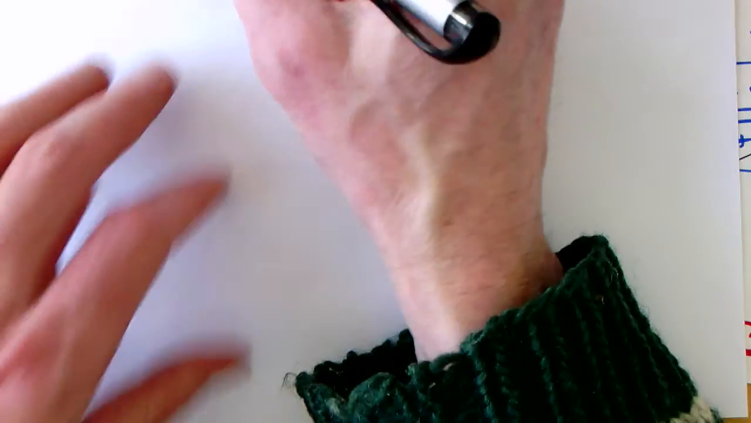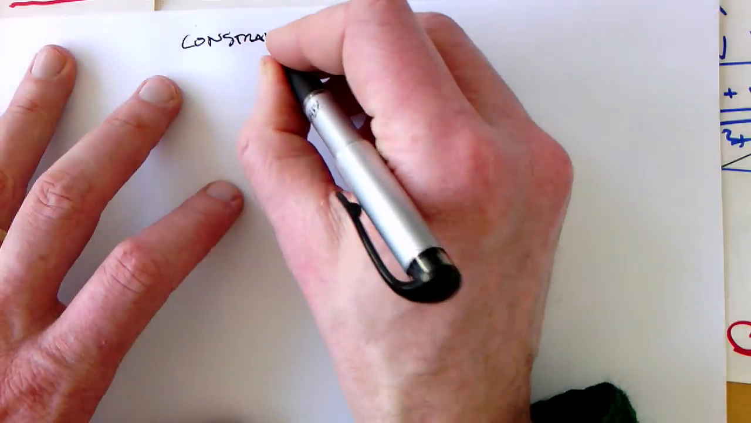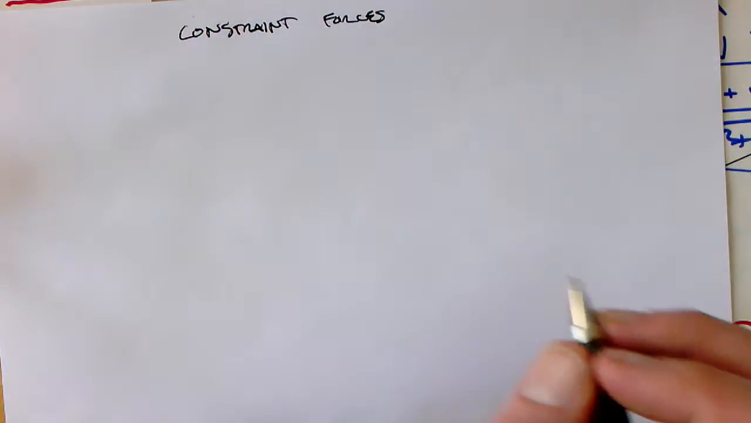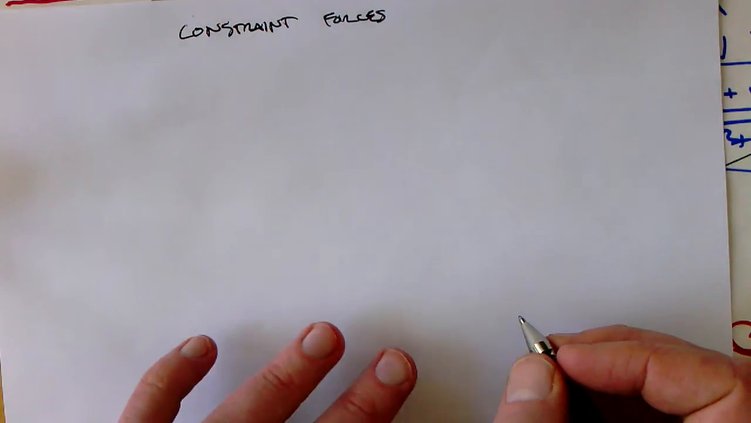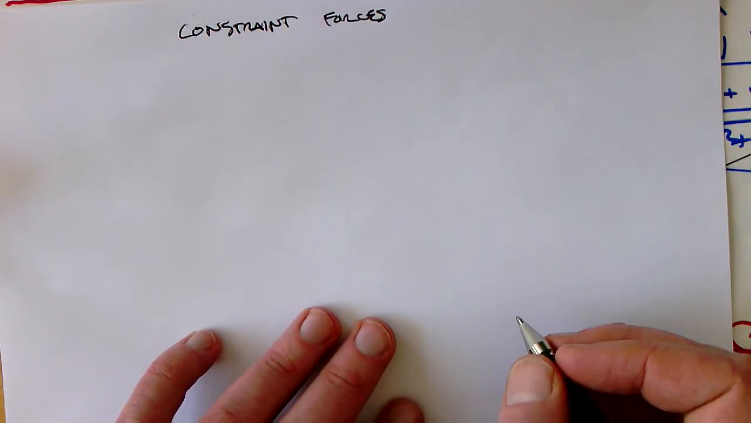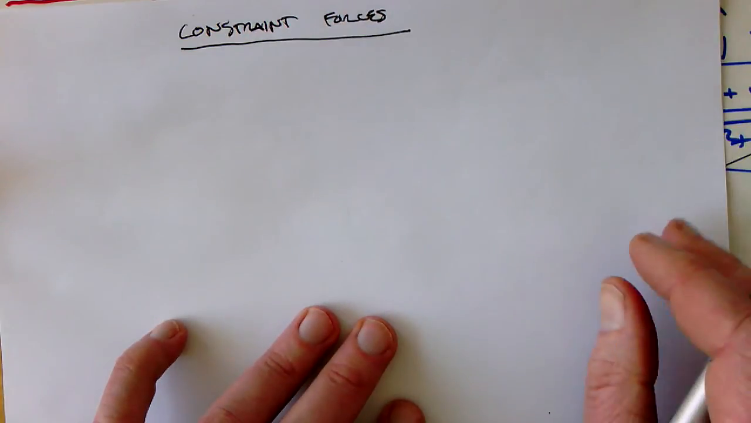So in this clip I'm going to talk a little bit about constraint forces. These are probably the hardest thing for people to wrap their brains around, because there aren't nice mathematical expressions for constraint forces. Rather, constraint forces are whatever they need to be in order to make things work out.